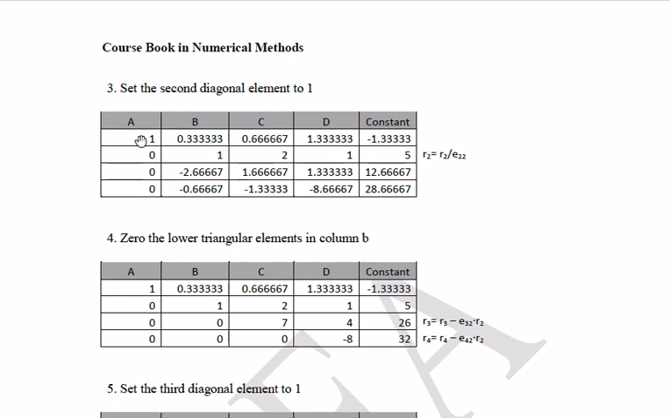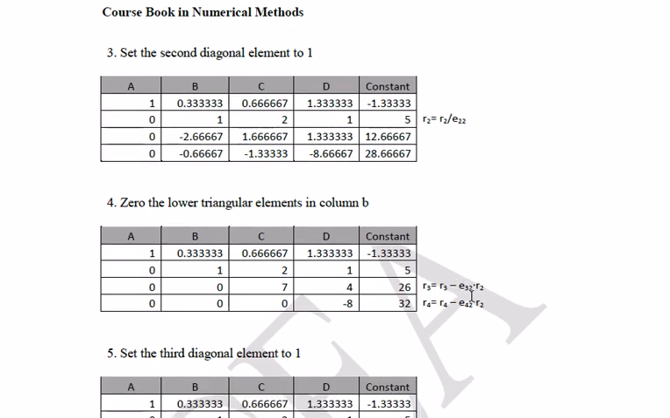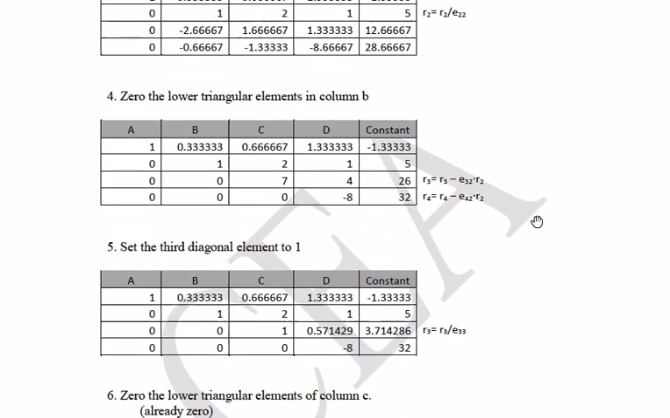So take note that we are not doing anything about this first row anymore. The new values of the third row will follow this formula: R3 is equal to R3 minus the element in the third row, second column, times the value of R2. So that will give us this value.